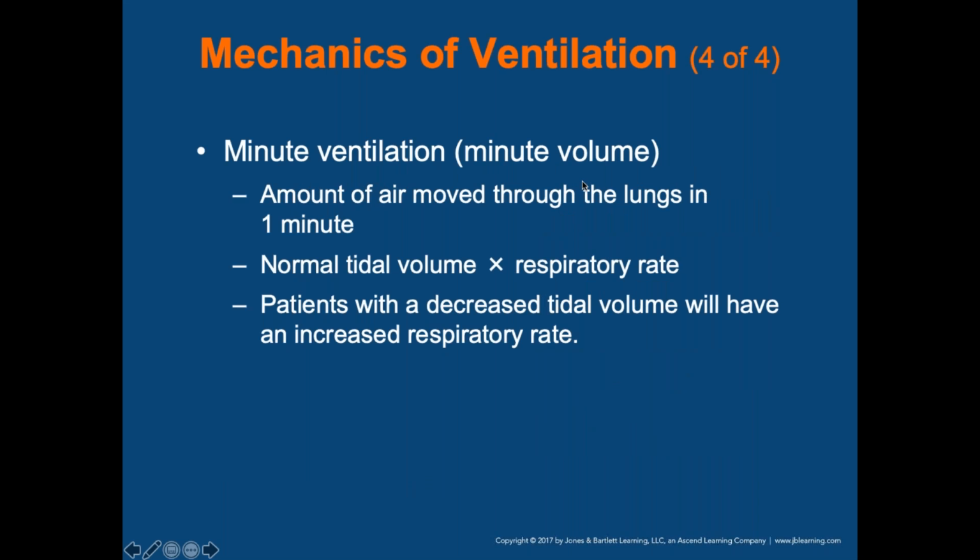So minute ventilation, or minute volume, is the amount of air moved through the lungs in 1 minute. What we do is take the normal tidal volume of the patient, which is usually between 4 to 6 mLs per kilo, and multiply that by the respiratory rate, and that will give us our total minute volume. Patients with a decreased tidal volume will have an increased respiratory rate. So if we have low volume, we have higher rates.